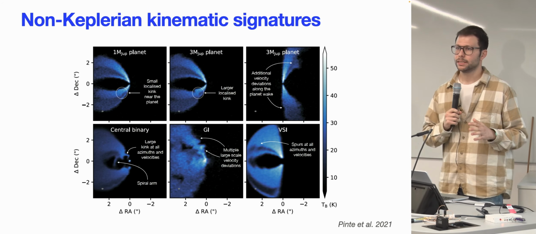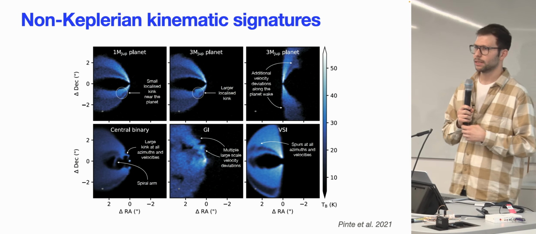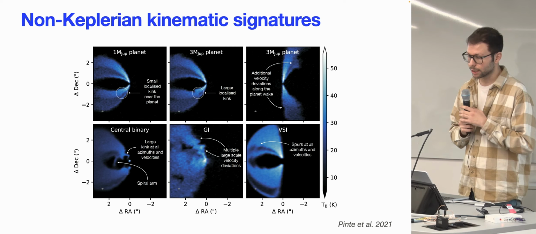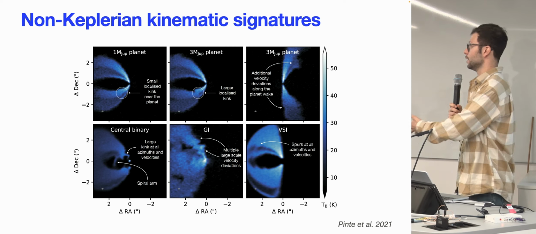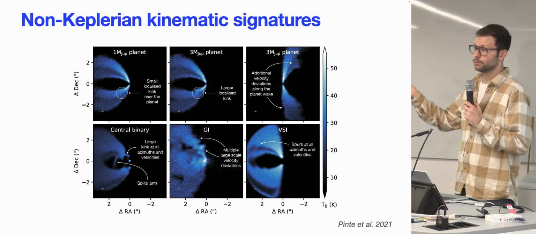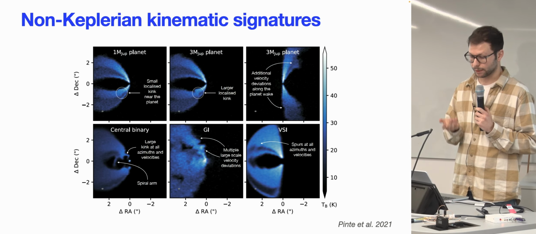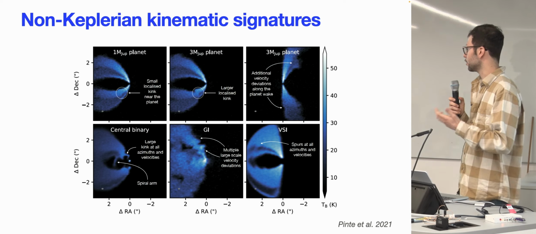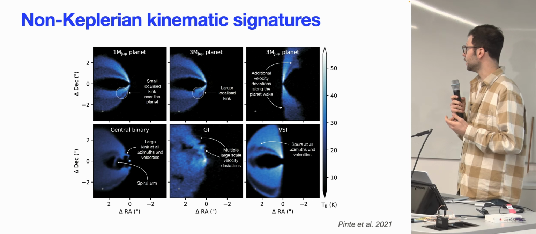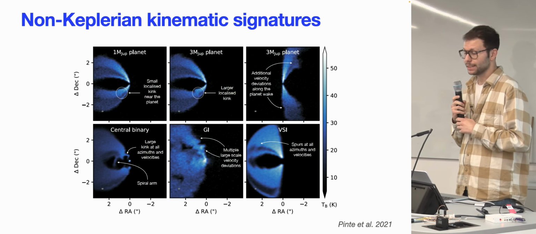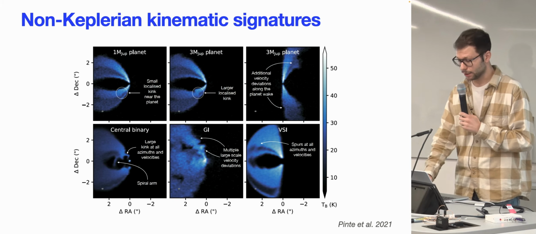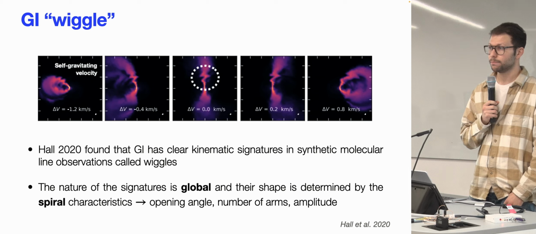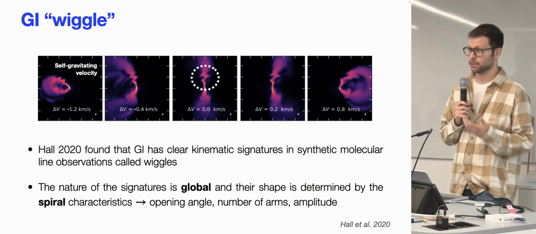But on top of this smooth disk that rotates at an almost Keplerian velocity, we can observe non-Keplerian kinematic signatures that are pointing to physical processes happening inside these systems. For example, embedded protoplanets can perturb the velocity field of protoplanetary disks, but also the presence of a stellar companion and also hydrodynamical instabilities can perturb the velocity field. And what I'm mostly interested in is how gravitational instability perturbs the kinematics of disks.